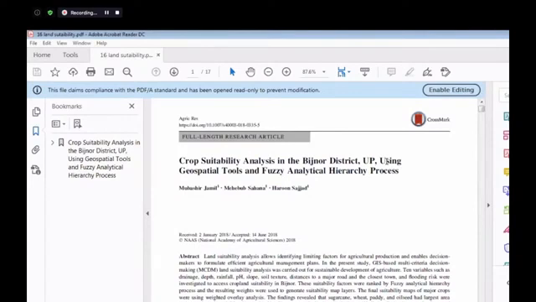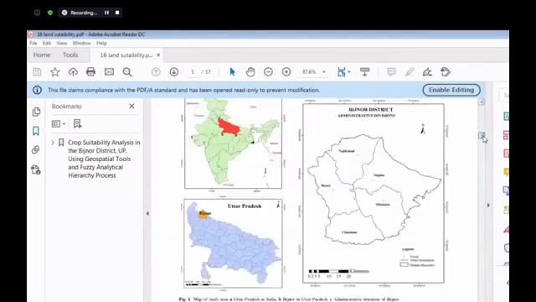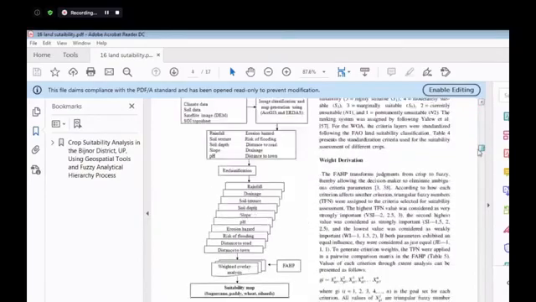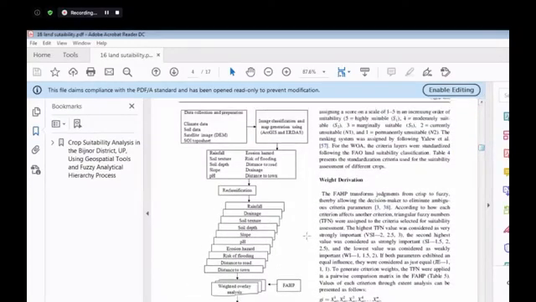For agriculture science, we can use agriculture geography. We can use this kind of model: crop suitability analysis of regional districts in UP. We used GIS, with these techniques: weighted overlay analysis and the AHP model, the analytical hierarchical process. We used a few parameters to assess the crop suitability.